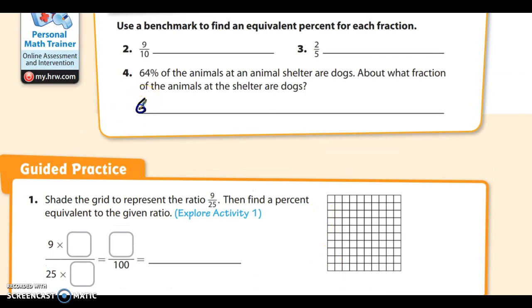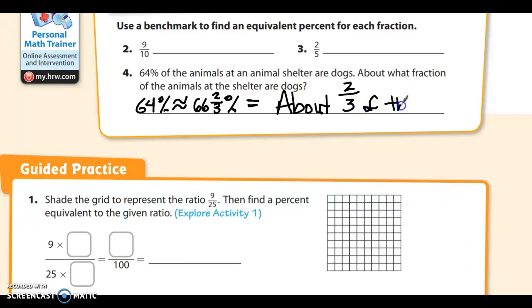I'm going to write it this way. 64% is very close to 66 2/3%, which is equal to 2/3 of the animals are dogs. And it's not exactly 2/3, it's about, which means that about 2/3 of the animals are dogs. Cool. Let's move on.